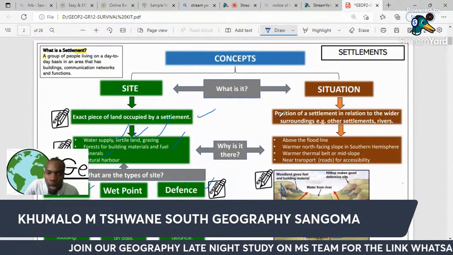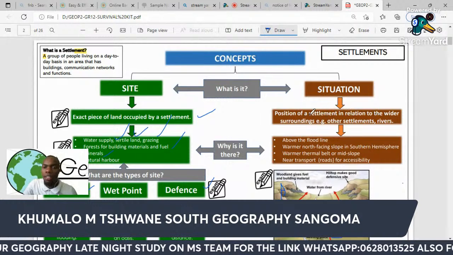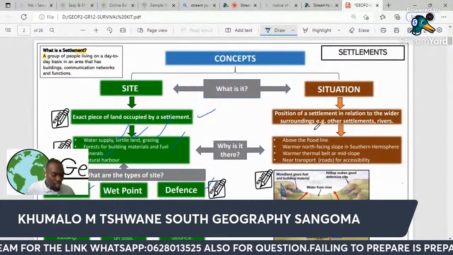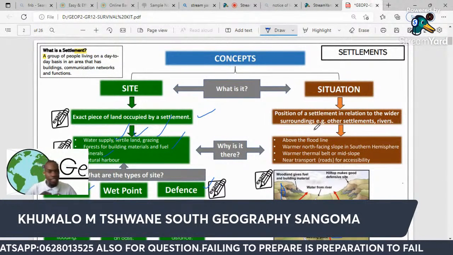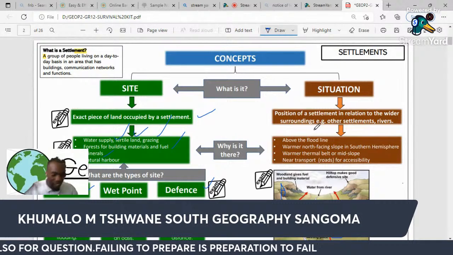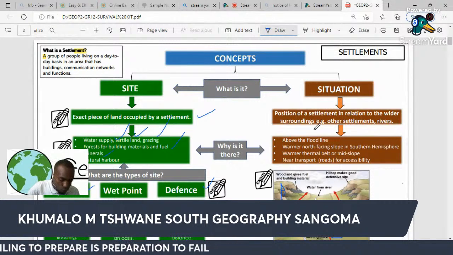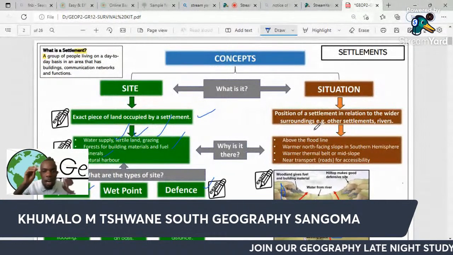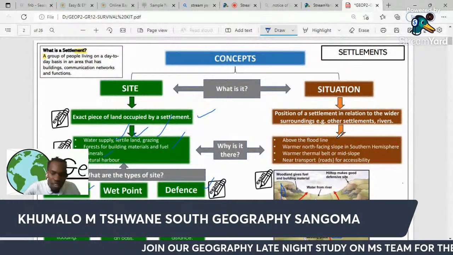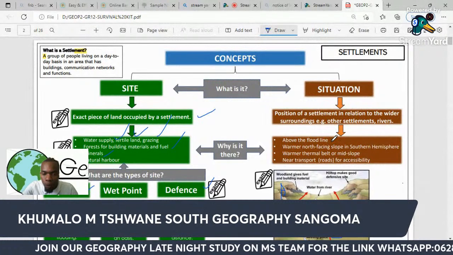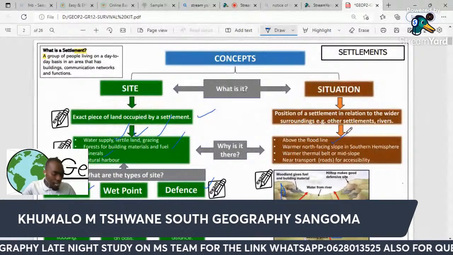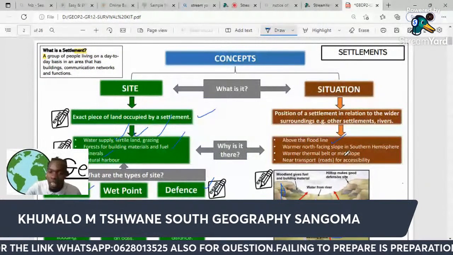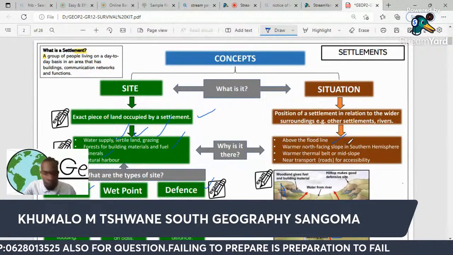So that is why we say it is the position of a settlement in relation to the wider surroundings, such as other settlements. It is next to Silverton, it is next to Archville. It is up to what is surrounding our settlements. Now, the factors that affect the choice of situation will be above the flood line. Is our settlement above the flood line, so that we don't experience damage caused by floods?